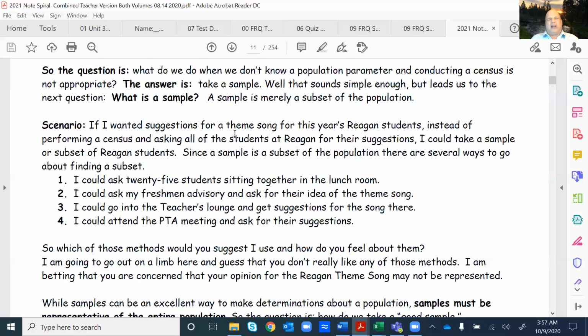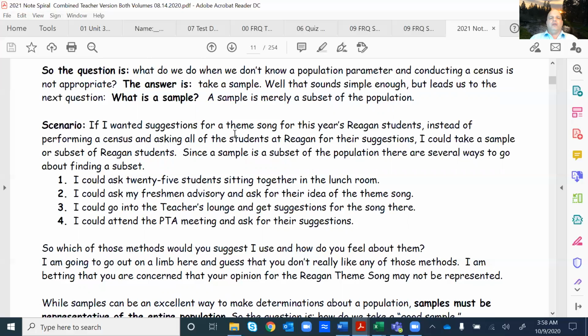And so that's, I guess, the real question. What makes a good sample? Well, a good sample looks like the population. It looks like a small version of the population. In other words, it contains the major elements of the population.